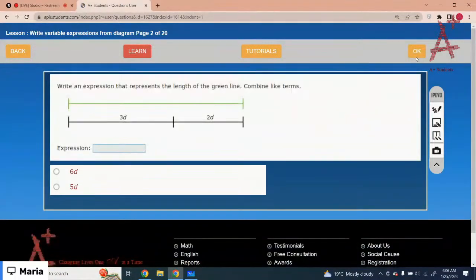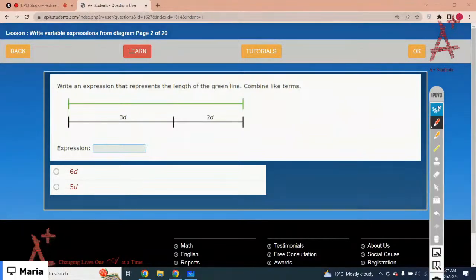Okay, the next one is write an expression that represents the length of the green line, combine the terms. So the length of the green line and the length of the black line are exactly equal. And the length of the black line has two segments. One of them is 3D and the other one is 2D. They are the like terms. You can add, it would be 5D. That means the length of the green line is 5D. Very good. So select the correct option and click on the OK button.